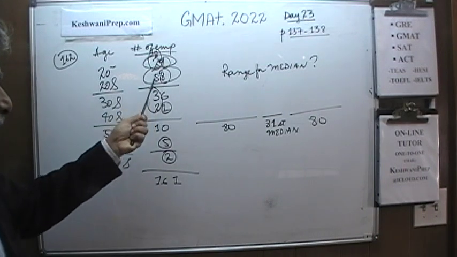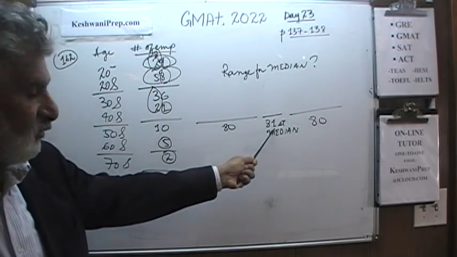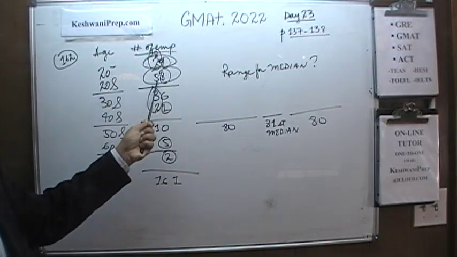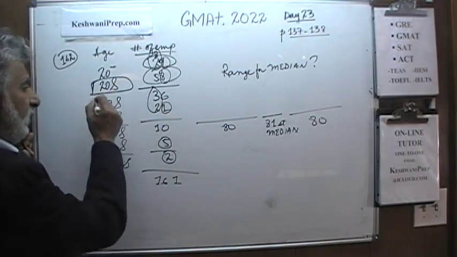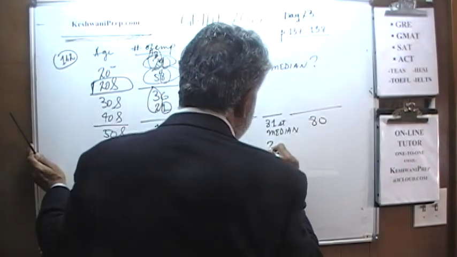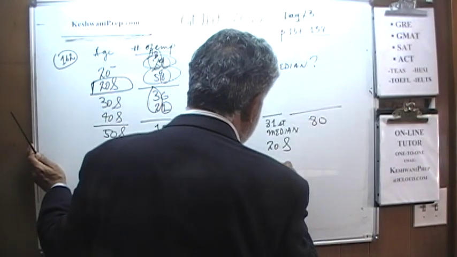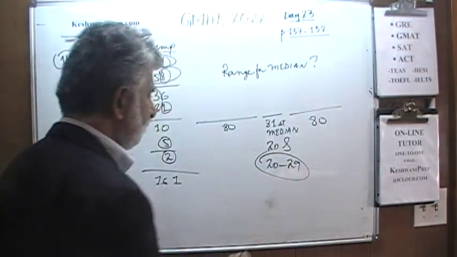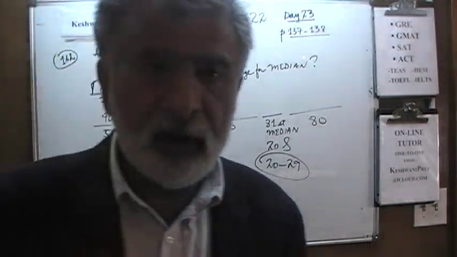There are 87 people in these two categories, which means the 81st observation is going to fall right here, in this range, in the 20s. Median is in the 20s. Median is between 20 and 29. The median age for the employees is going to fall in that range.